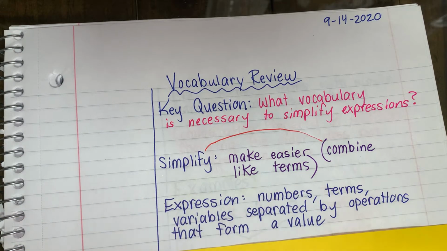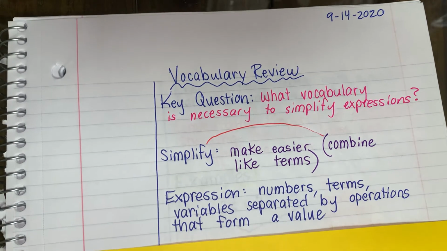And you definitely need to know what an expression is. An expression is made up of numbers, terms, and variables that are separated by operations and they form a value. I know that seems very wordy. We're going to look at some examples in just a moment. If you need to pause the video to write any of this down, go ahead and do so. I'm going to continue on.